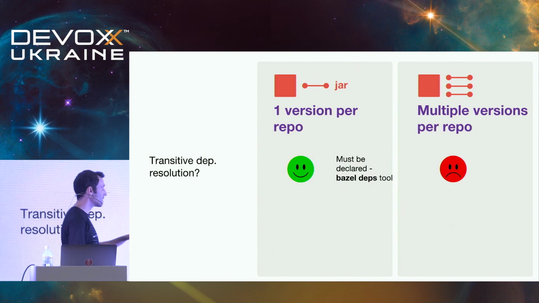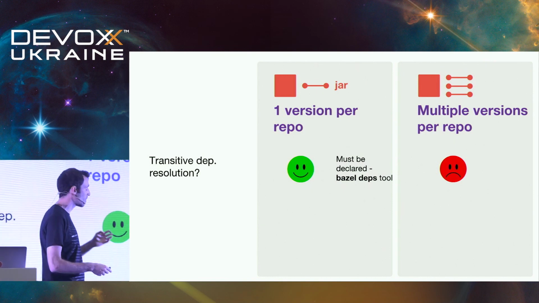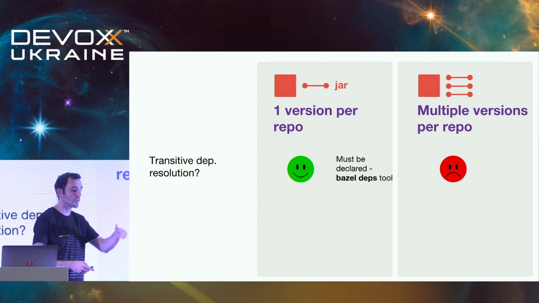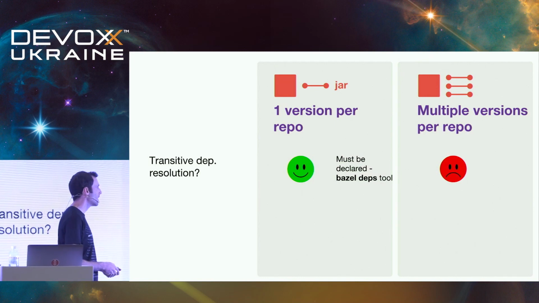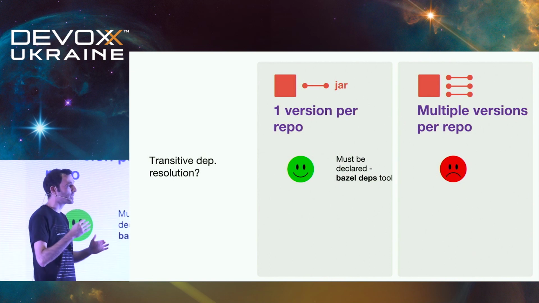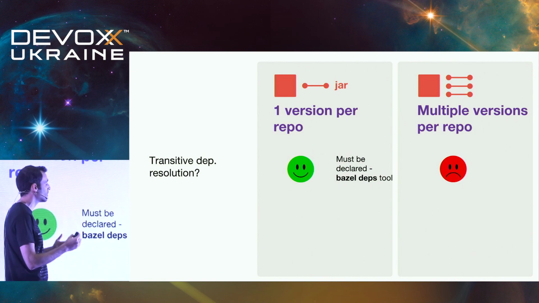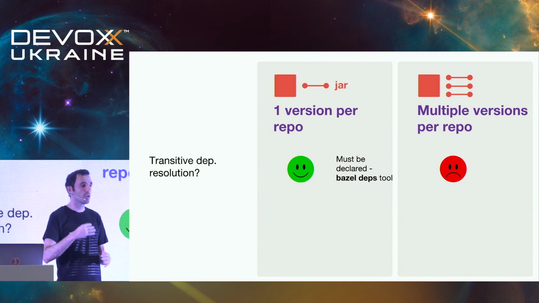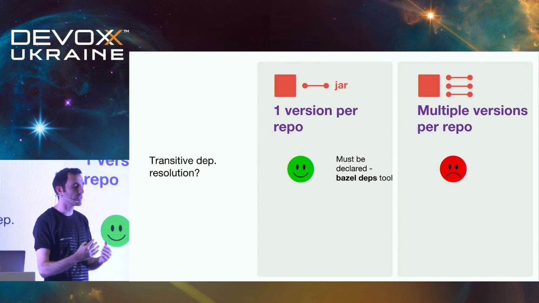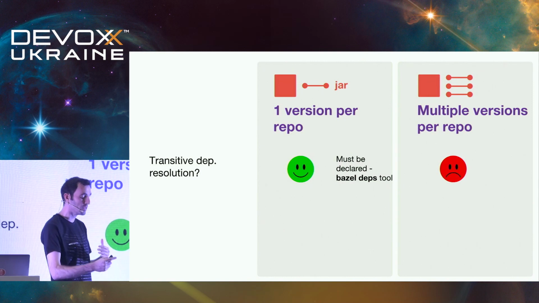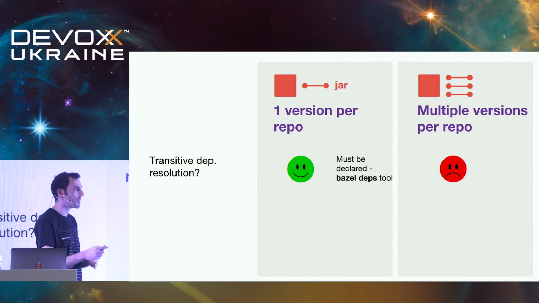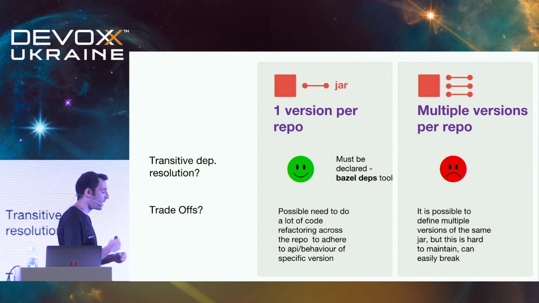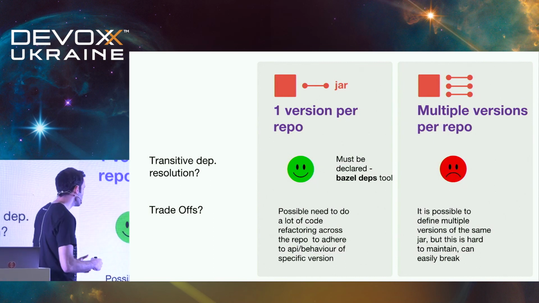So there is a tool that allows you to do that. It's called Bazel Dep for the JVM. It just knows how to get all the needed jars. But if you decide to do multiple versions inside one repository for your third party, you'll have trouble utilizing such tools because they work for one version. So it's quite problematic. You have much more manual work to do.